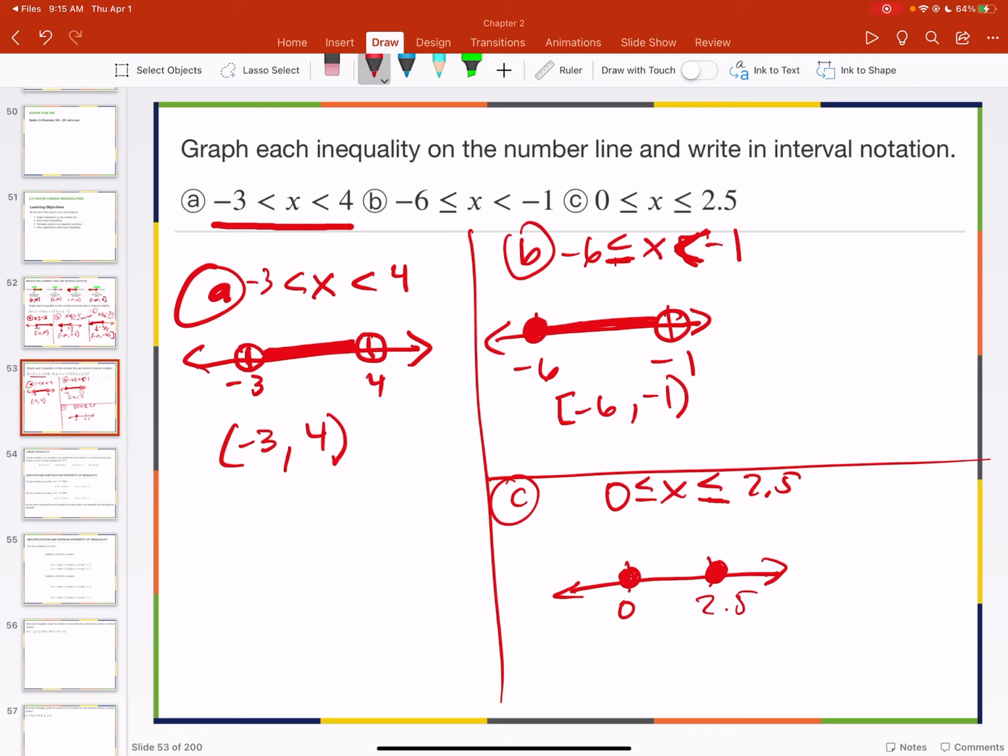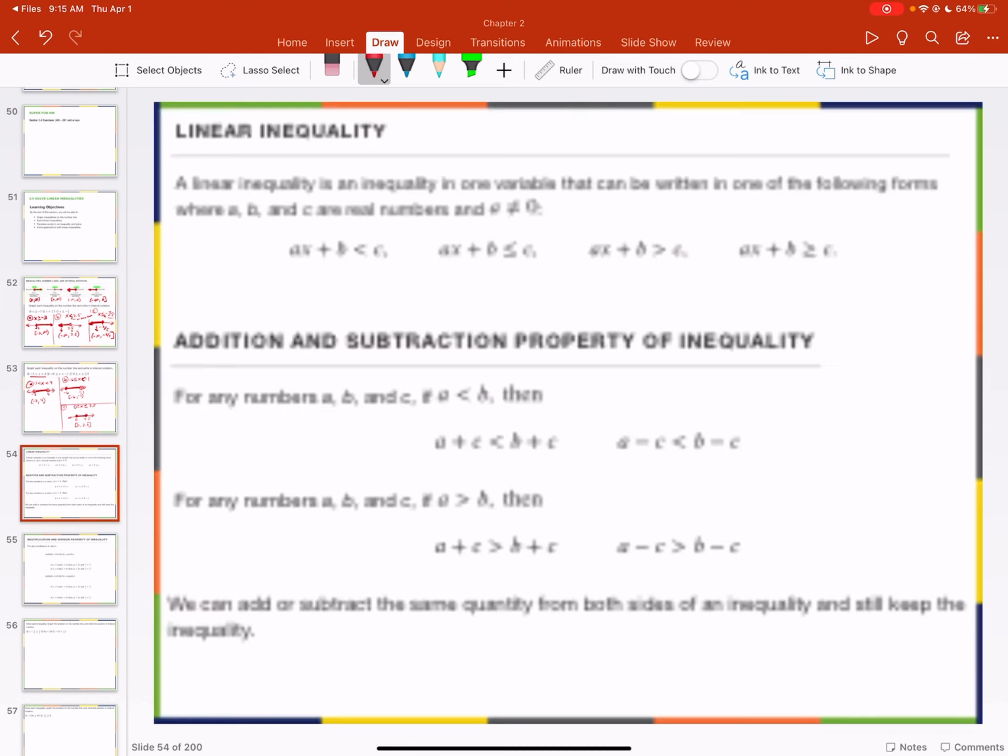You would include the endpoints and then the graph in between. Interval notation, 0, 2.5, include both endpoints. All right.